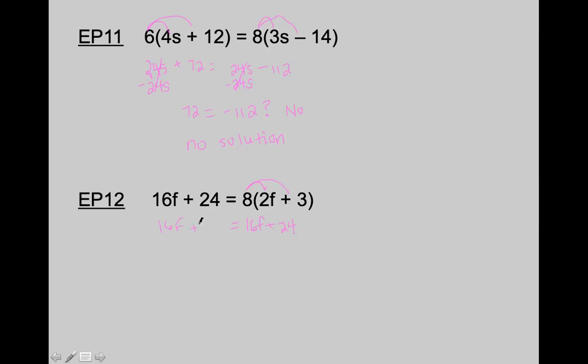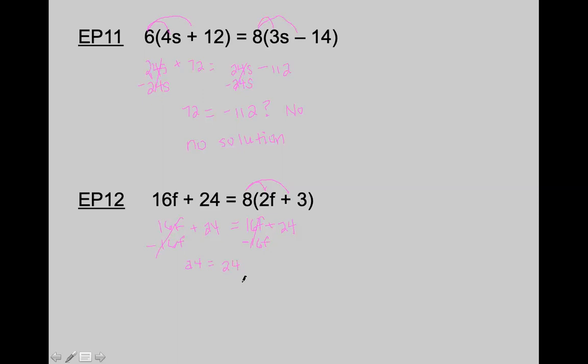Now you may be noticing something, but suppose I didn't, and I continued trying to solve this by getting all my variables on the left. So I'm going to subtract 16f from both sides. And I look and it's like the last one. I go, uh-oh, my variable went away on the left. I'm left with 24. I look on the right side, no more variables on the right. I just have a positive 24.